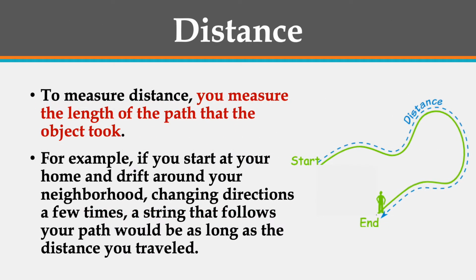What is distance? As we said, distance is how far an object moves. To measure distance, you measure the length of the path that the object took. Look at the picture here. We measure the length of the path from the starting point to the end point. From starting point to end point, this is the path or the distance that the object traveled. For example, if you start at your home and drift around your neighborhood, changing directions a few times, the string that shows your path, this is the distance that you traveled.